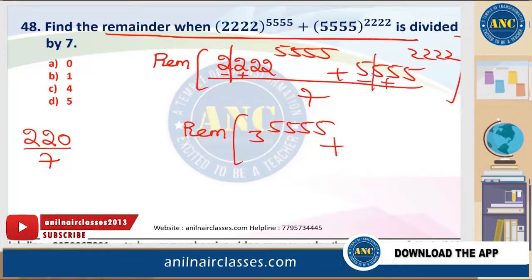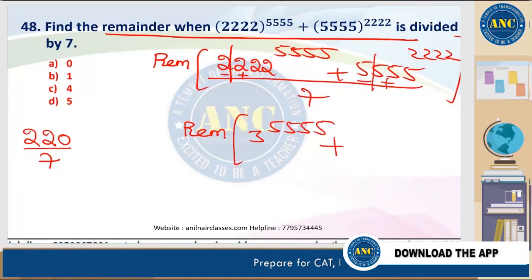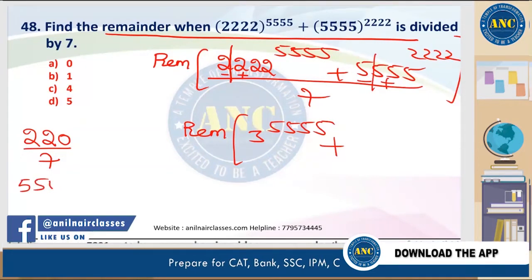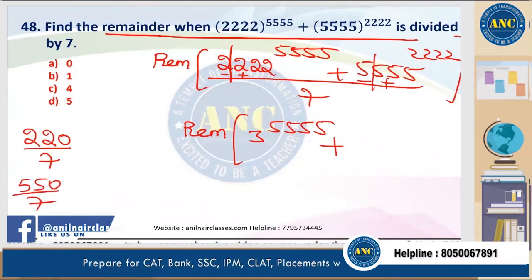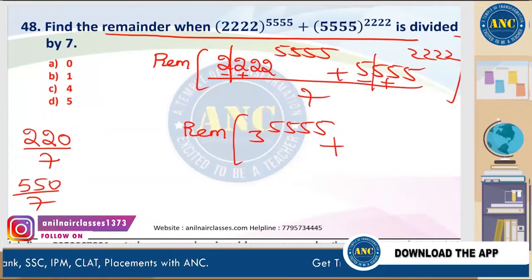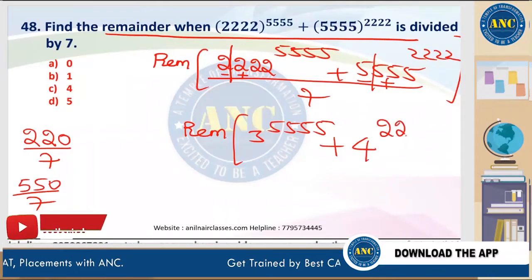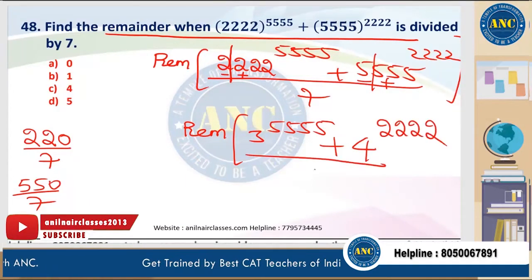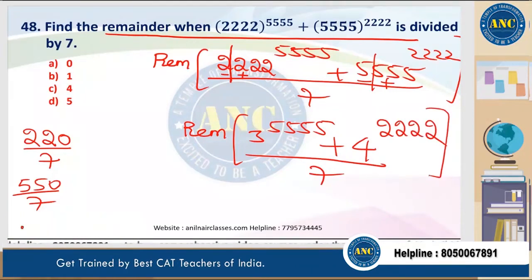555 plus minus, 555 minus 5 is 550. 550 divided by 7: 7 7's are 49, remainder 60, 7 8's are 56, remainder 4. Already we did it. 4 power 2, 2, 2, 2, 2 divided by 7.